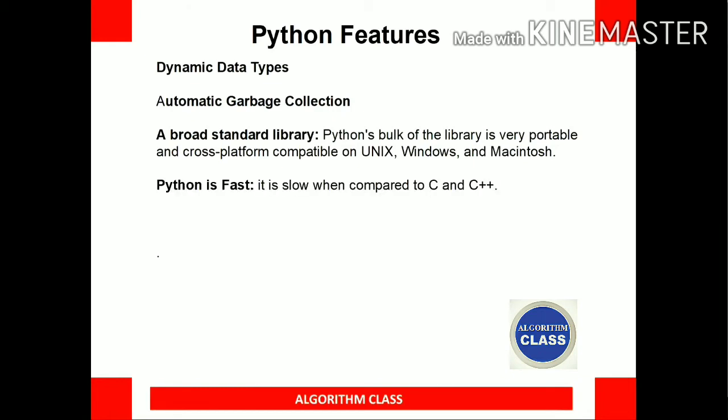Python is a bit slower than C and C++, because in C we have everything in our hands. We can manipulate the memory, everything through pointers and so on. Those concepts are not there in Python, but still Python is fast, though not as fast as C or C++. Python code is portable.